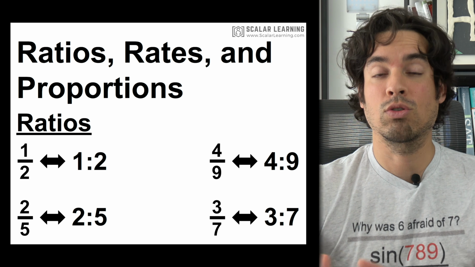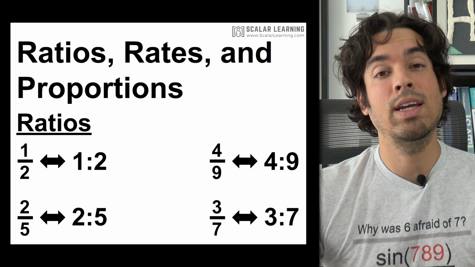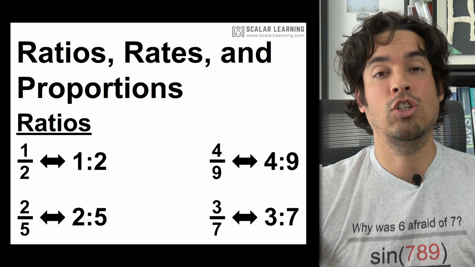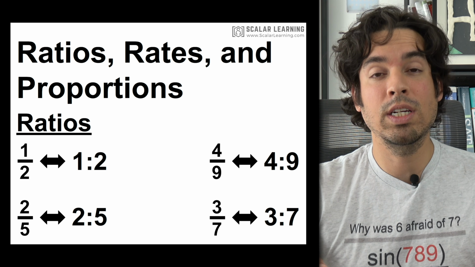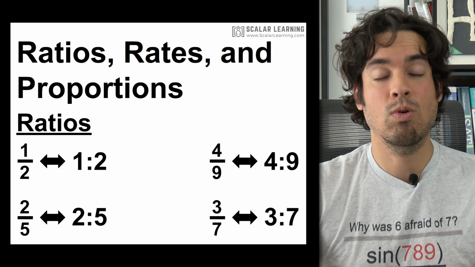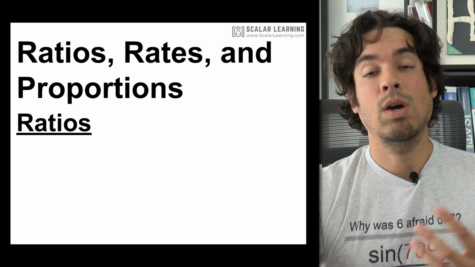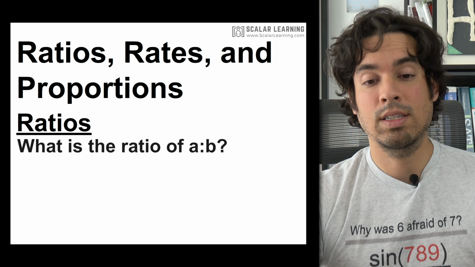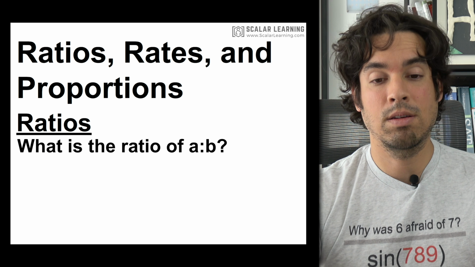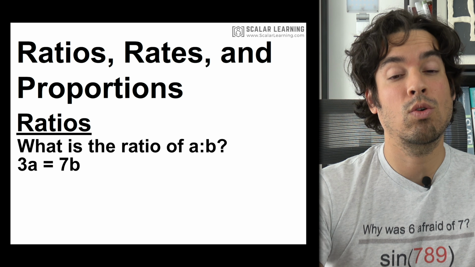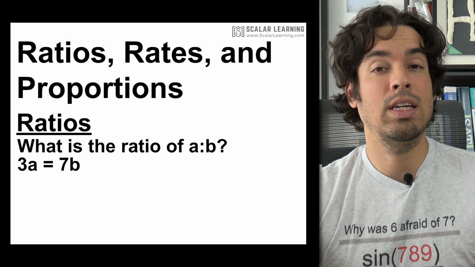So a lot of times too, when they're asking you, hey, you need to find the ratio of A to B, a great way to do that is actually put it in fractional form of A over B when you're trying to isolate that particular ratio. So now we're going to walk through a quick example where they say, hey, what is the ratio of A to B? So for example, we start with an equation and we've got 3A equals 7B.